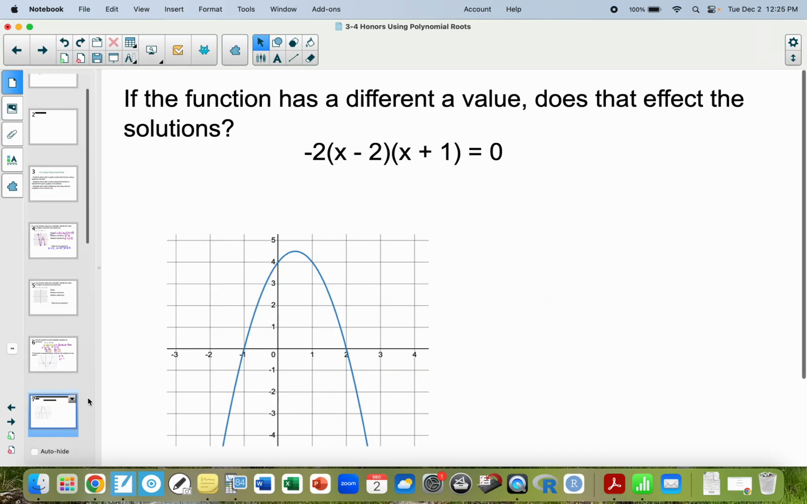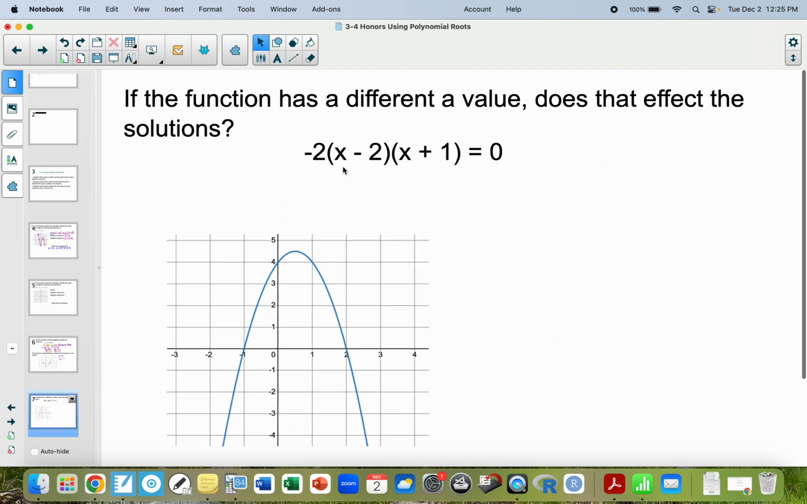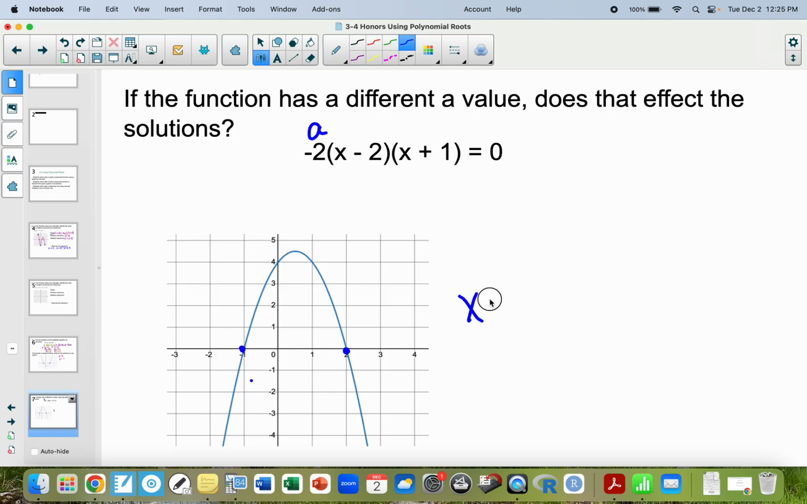Okay, so we're going to take this same factored form, x minus 2, x plus 1, but what if we have a different a value? So it says if the function has a different a value, does that affect the solutions? If we look at our graph, because of this a value, our graph is now upside down, but our solutions still cross at x equals positive 2 and x equals negative 1, which is the same thing here.